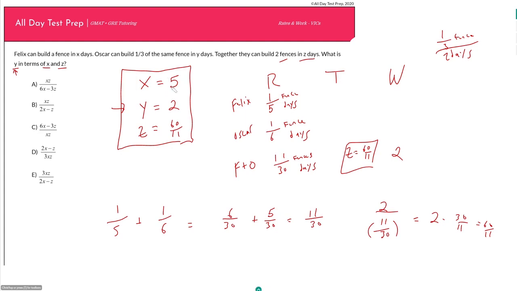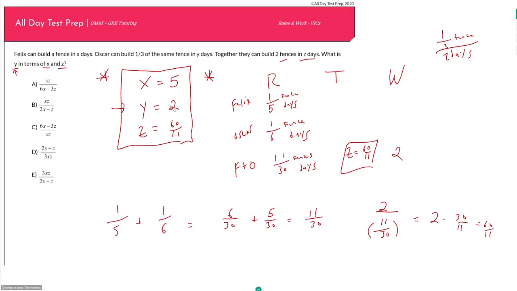So these are the values that I am plugging in. And this is why I said before, when I am testing numbers, when I choose those numbers, I star them, I box them off, because even though Felix's rate is 1/5, 1 fence every 5 days, I am not plugging in that 1/5 into my equations. My x is still equal to 5, and my y, in this case, is equal to 2, not Oscar's rate, which is 1/6. And the same for the combined rate. The combined rate is 11 fences every 30 days, but my z is 60 over 11.